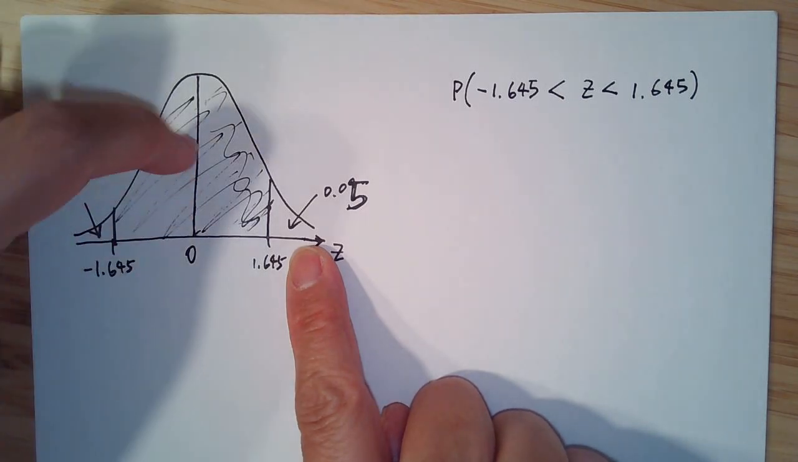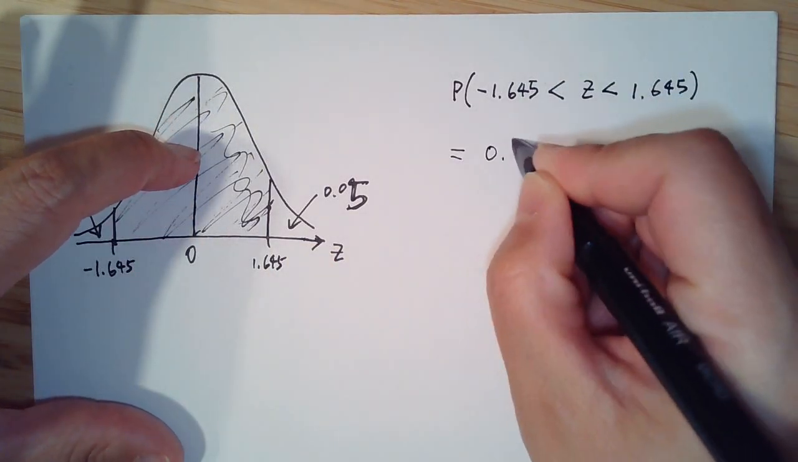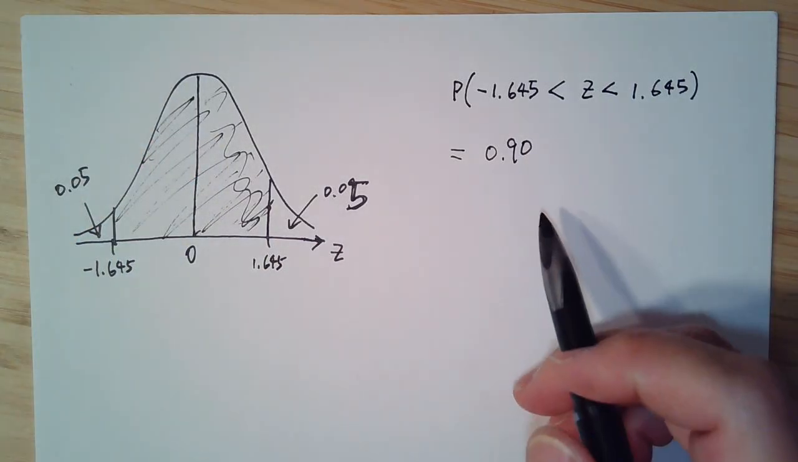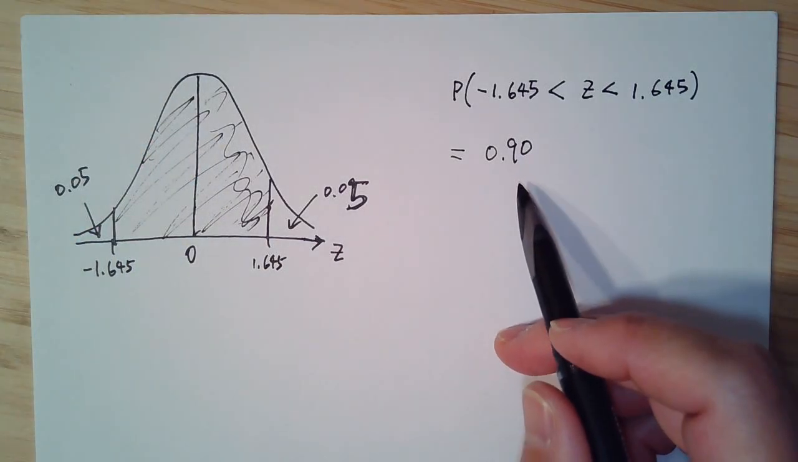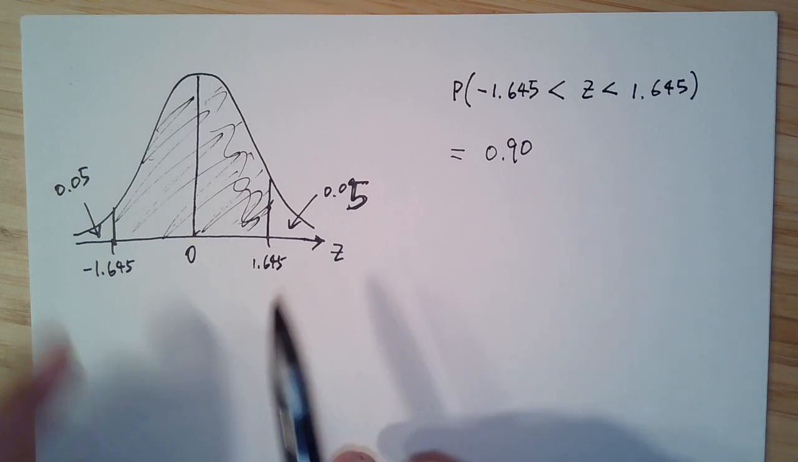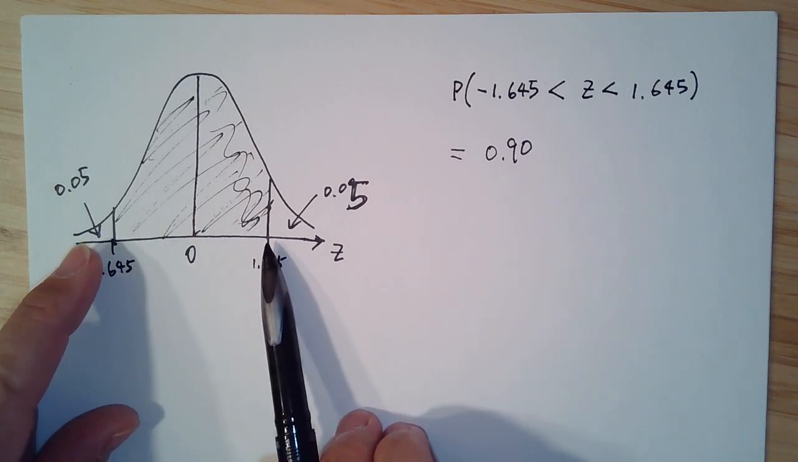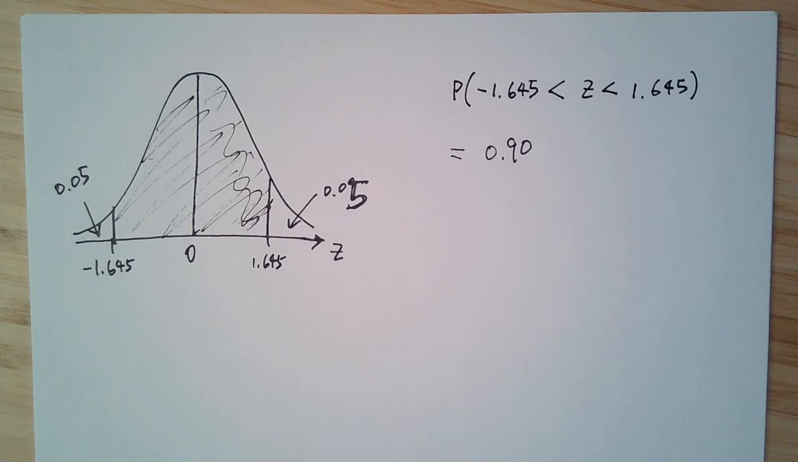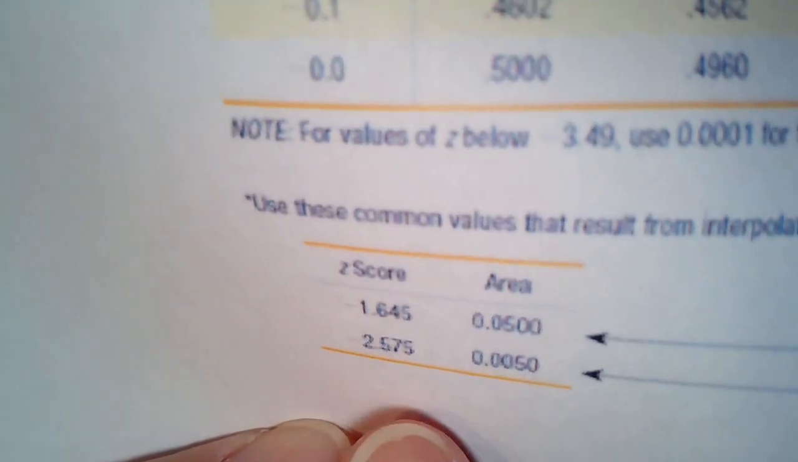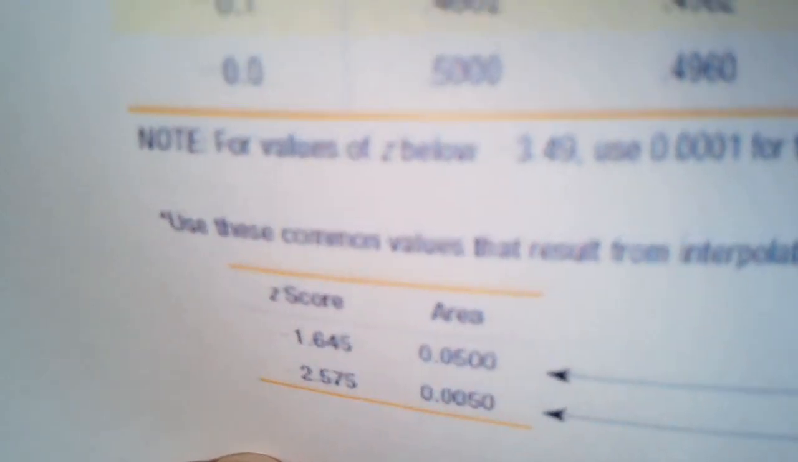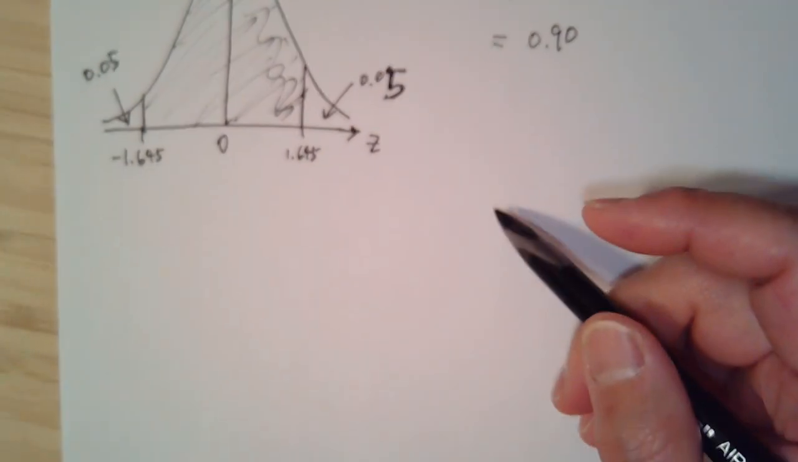All right, now what is the shaded area? That is 0.90. So there is a 90% probability, or 90% chance, that your z-score is between positive and negative 1.645. Isn't it interesting? And I bet that you already saw what's under this. Here, focus. Did you see the other number? 2.575, 0.005.